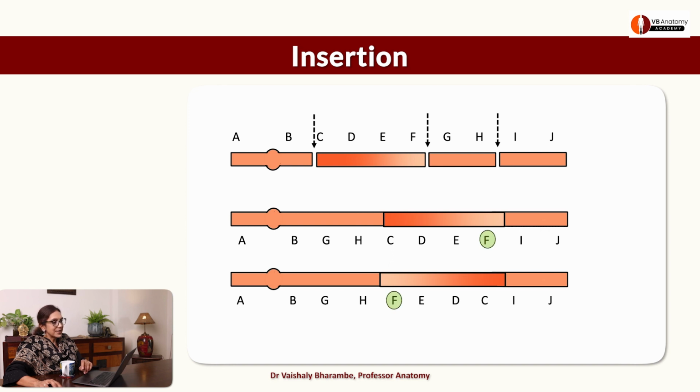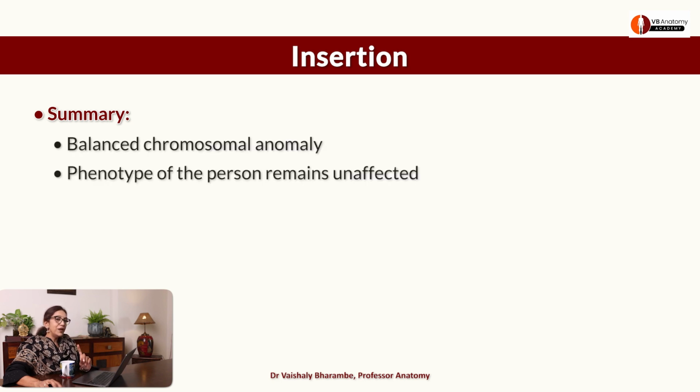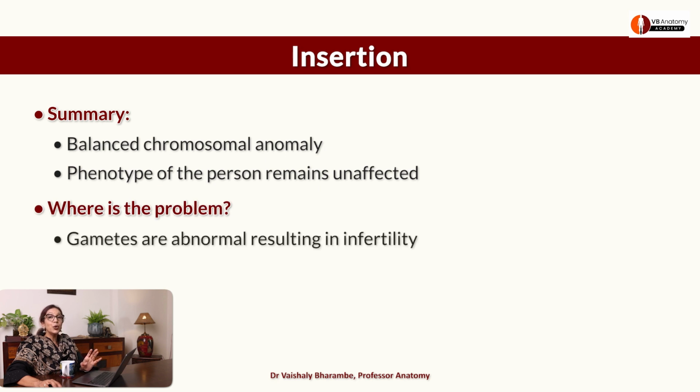The gene content remains exactly the same. There can be inversion in it. The story is that the abnormality is balanced. However, the phenotype of the person will remain unaffected because there is no loss or gain. But the problem? Gametes are abnormal. The gametes are abnormal. This is again something that's going to lead to infertility in parents.